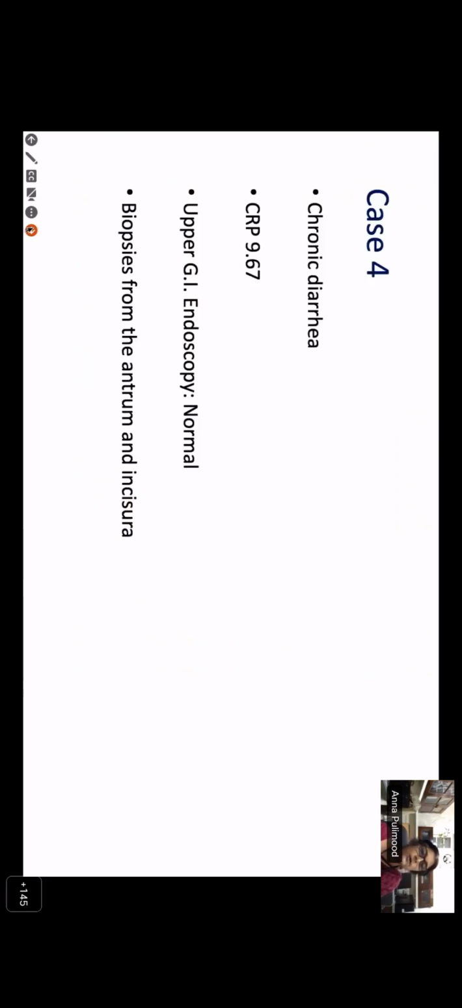Okay, so going on to the 4th case, this patient didn't present with any GI symptoms. I mean upper GI symptoms, had only chronic diarrhea with a raised CRP. And scopy was normal. Biopsies were taken from the antrum and the incisura.